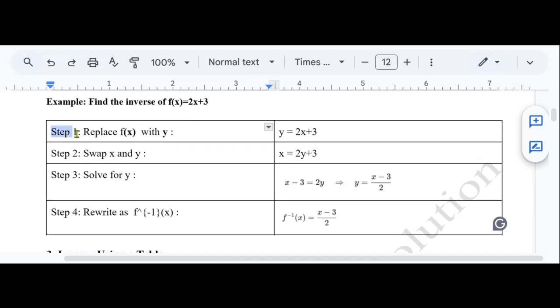So how many steps do you have to do? 4. What are the 4 steps? Replace, swap, solve, and rewrite.